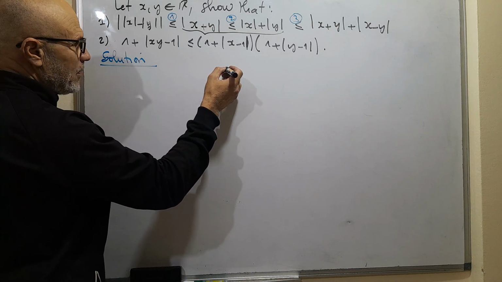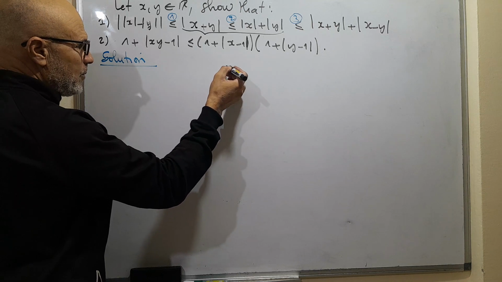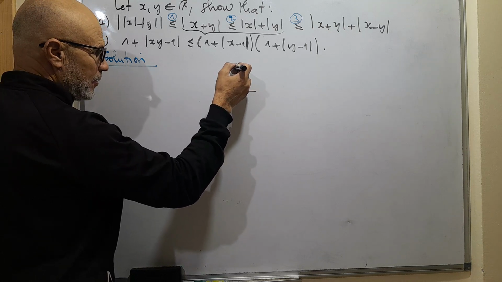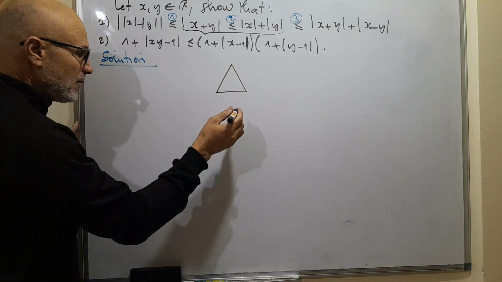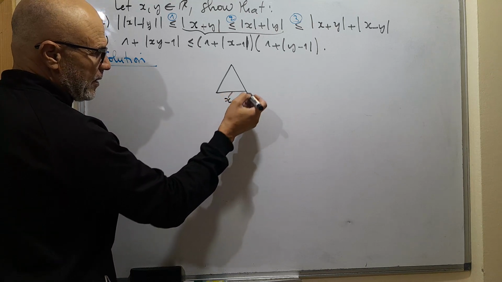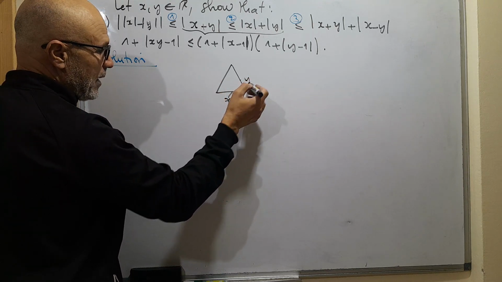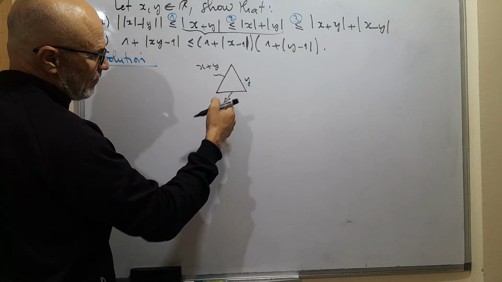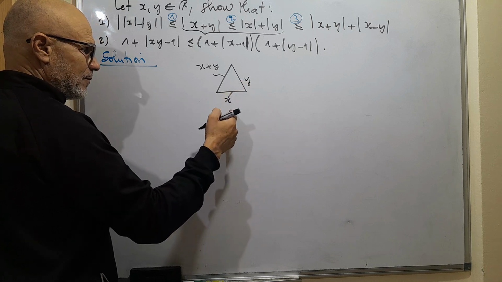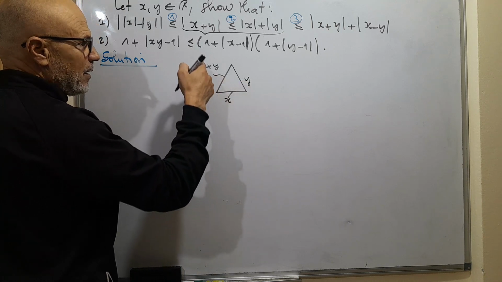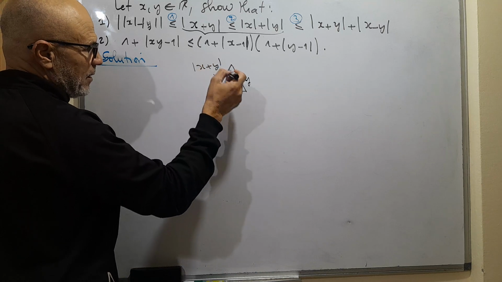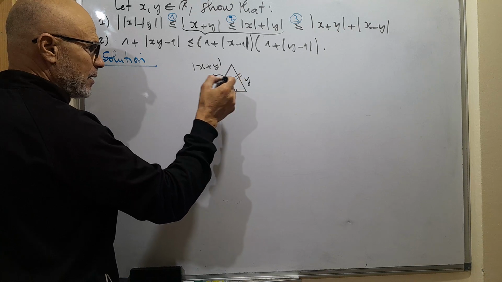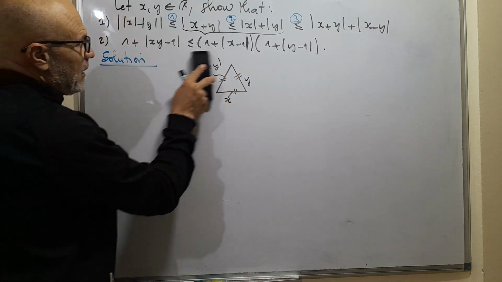In terms of geometry, this means that in any given triangle, this is the length x and this is the length y, so this is x plus y. This means that the sum of these two lengths is greater than or equal to this one. This is what it means.